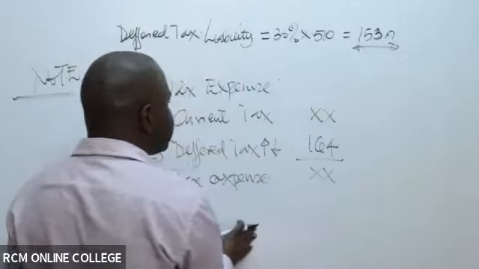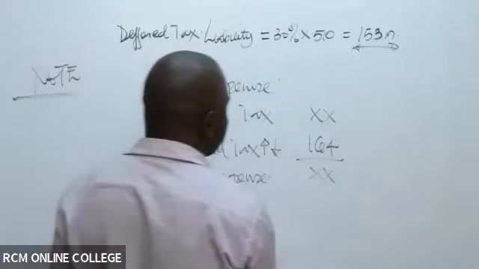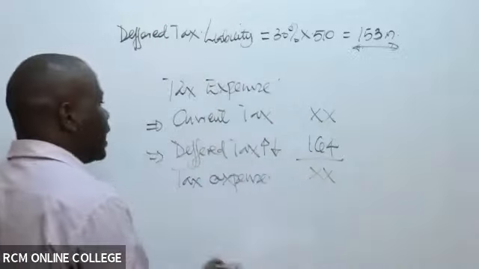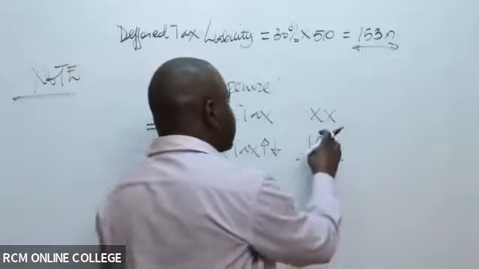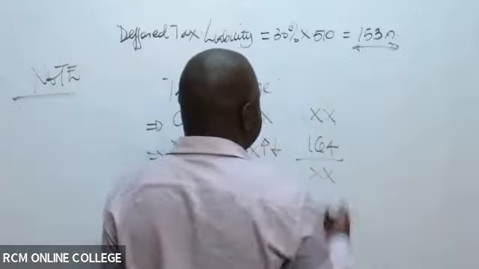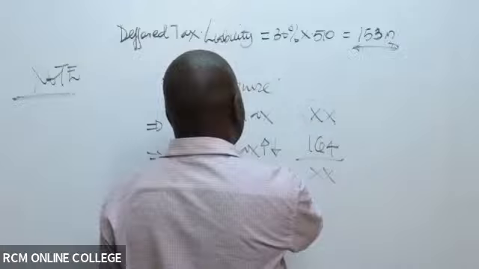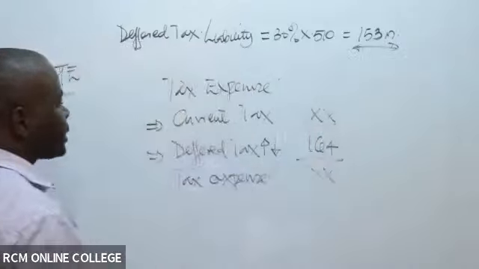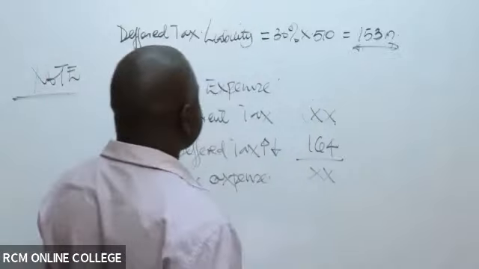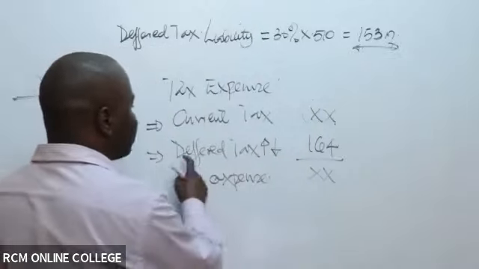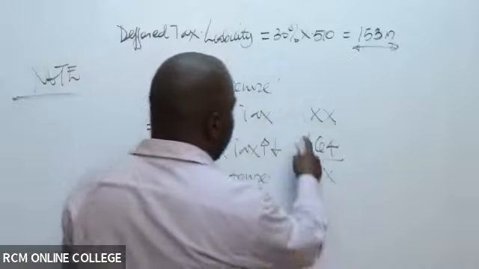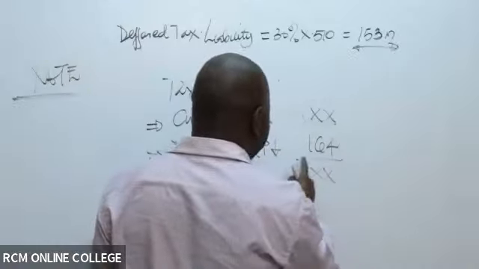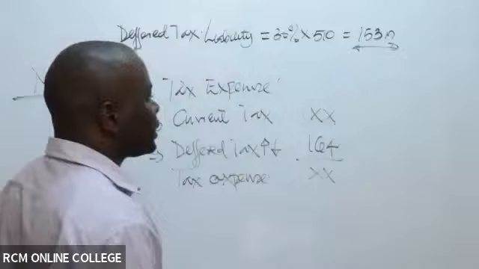But if it was an expense, you'll sum up the two. Remember, this one will be a negative, so when you add it, it reduces the tax expense. But if it ended up being a deferred tax expense, you'll add up the two, and of course, it will increase the tax expense.